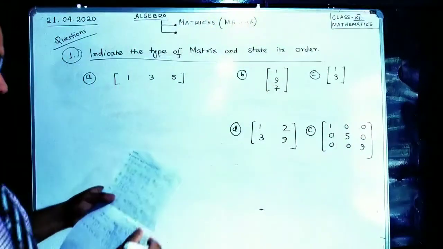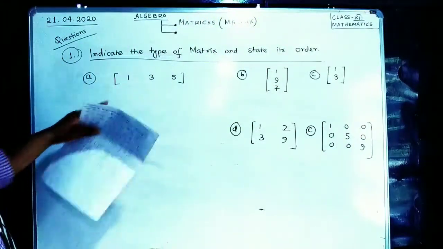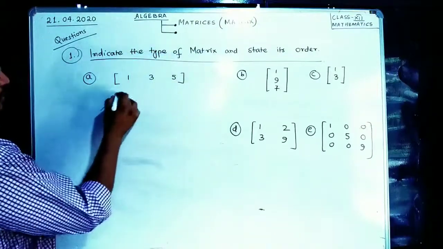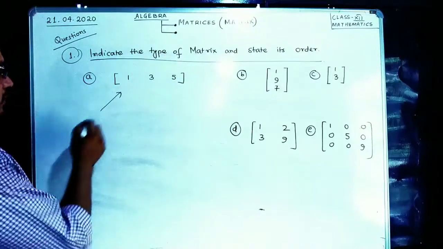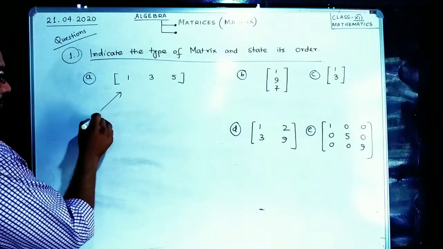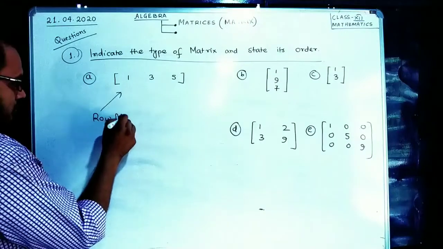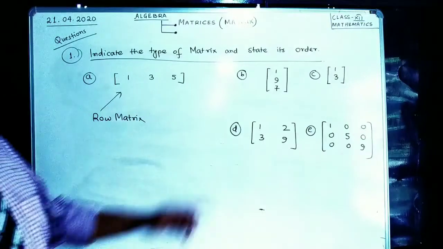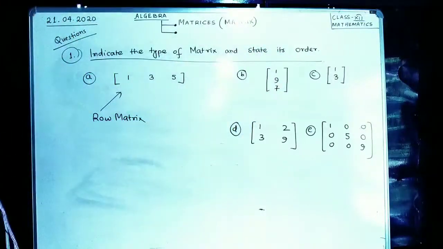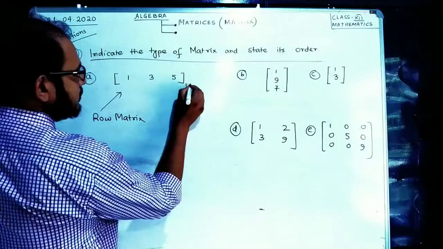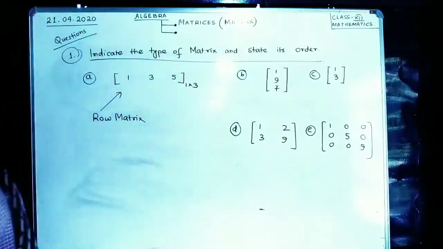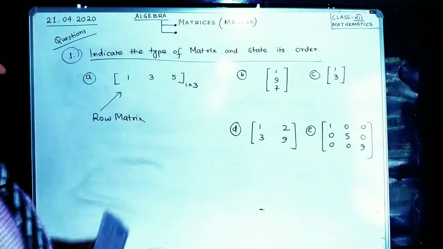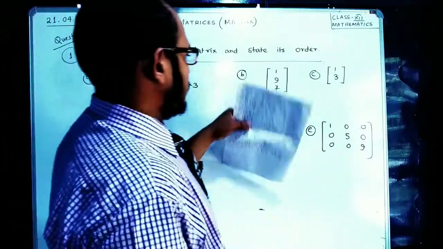I'm going to give other examples. Let us first solve this. What type of matrix is this? It's a row matrix. And state its order. What is the order of this matrix? This is a 1 by 3 matrix because it has 1 row and 3 columns. So this is done. Go to question number B.